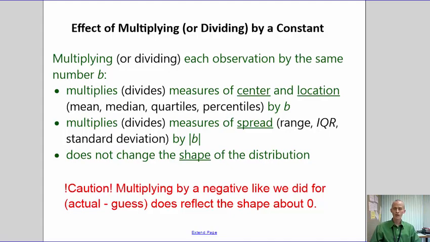Although there is one thing. When we multiply by a negative, it does reflect our shape. If it's approximately symmetric, that's not going to change things. But if we have something that is skewed right, that'll switch to being skewed left, and vice versa. As we did with our guesses for the room width, it's going to reflect things around 0.